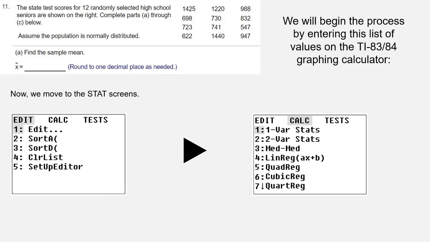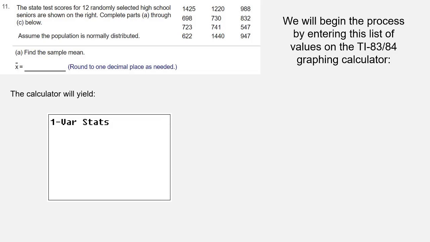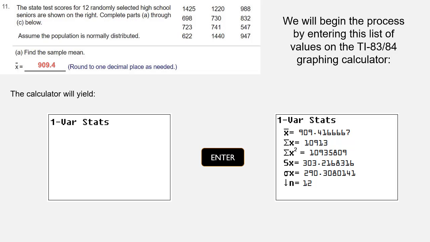The very first thing on the Calc tab says One-Variable Stats. So we're going to go ahead and press Enter exactly where it's at. That should put the phrase One-Variable Stats on your home screen. Once you've got that on your home screen, you press Enter again, and it will give you all of these values. The first thing that you'll see is that the x bar, the mean, is 909.4166667. Well, it says round to one decimal place, so that's 909.4.